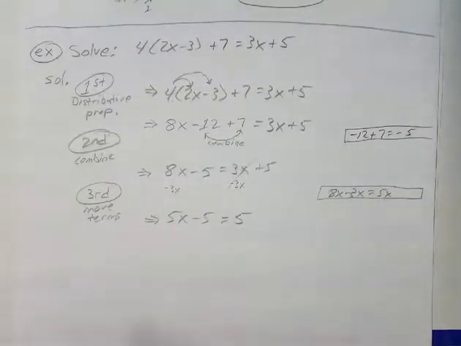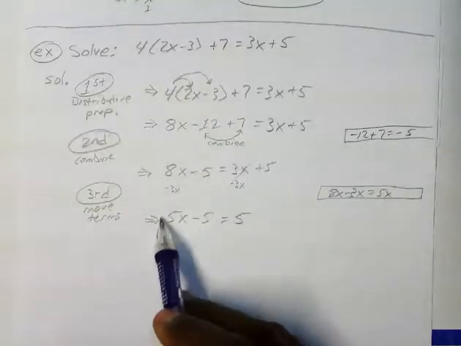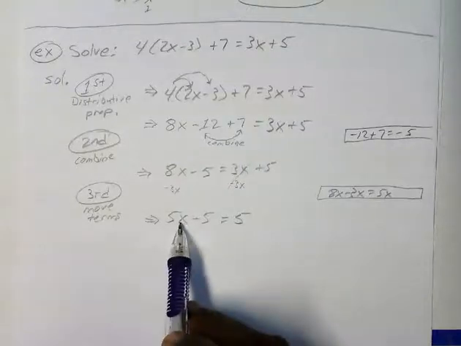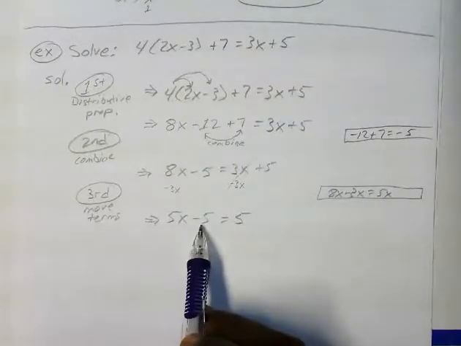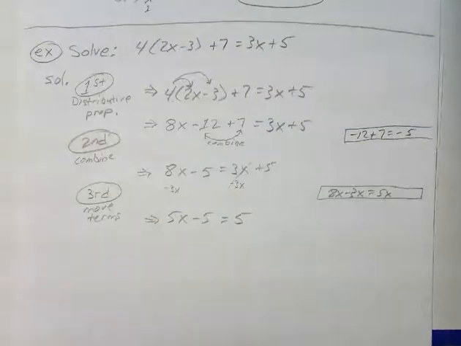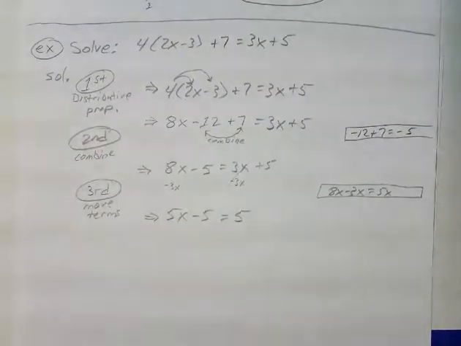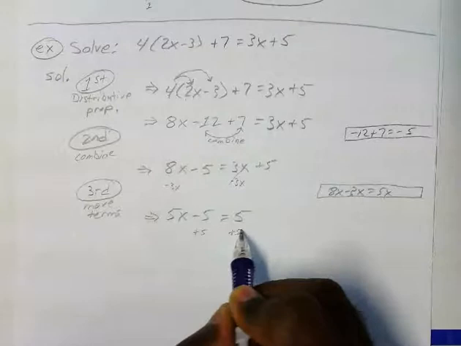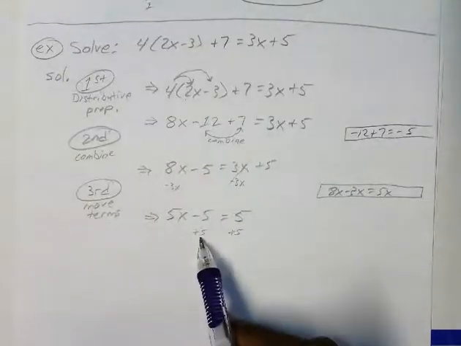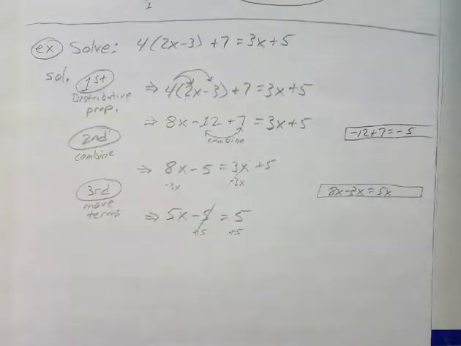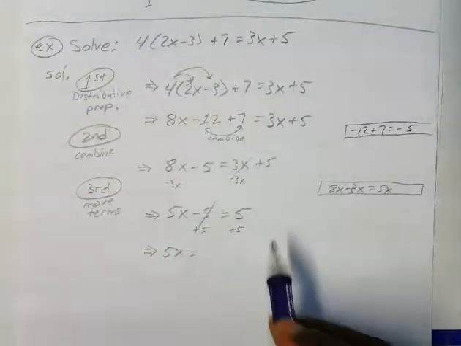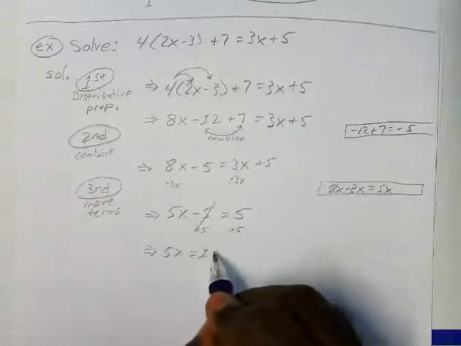Okay, so right now, our goal is to get this 5x by itself. We can't solve for x till we get just the x term by itself, which means we have to get rid of that minus 5. Whenever we have a minus 5, we get rid of it by adding 5 to both sides. Minus 5 plus 5 is 0, so that disappears. And we are left with 5x equals 5 plus 5, which is 10.